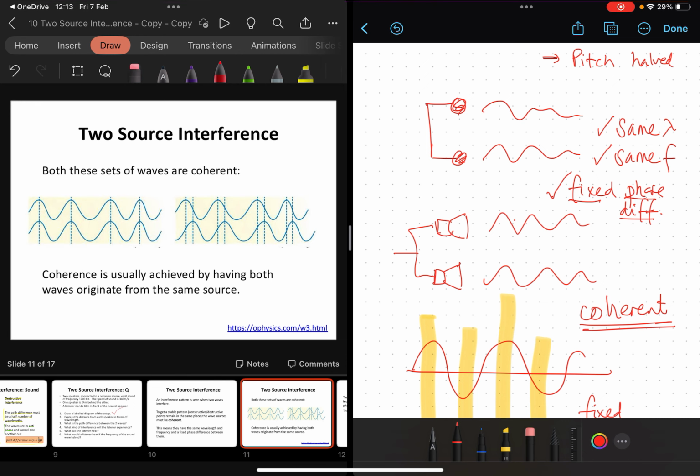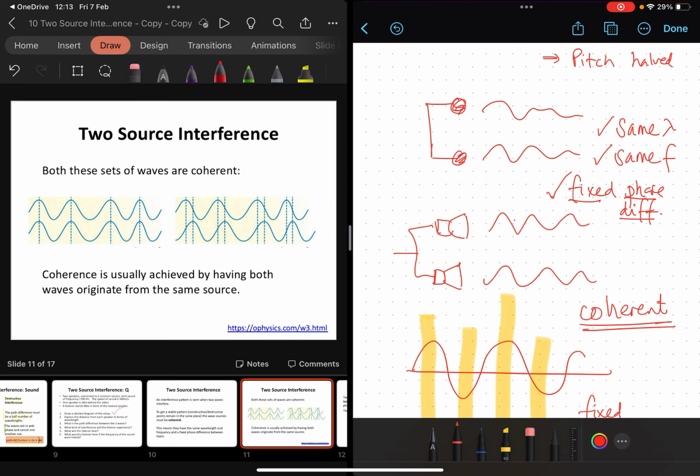So let me illustrate that on a static slide, and then I'll show you something that's animated. On the left, you've got two waves. They are in phase, and they are always in phase. Do they have the same wavelength? Yes. Do they have the same frequency? Yes. I mean, they have to. Is there a fixed phase difference between them? Yeah, it's zero phase difference at all points. So they're coherent, in other words.